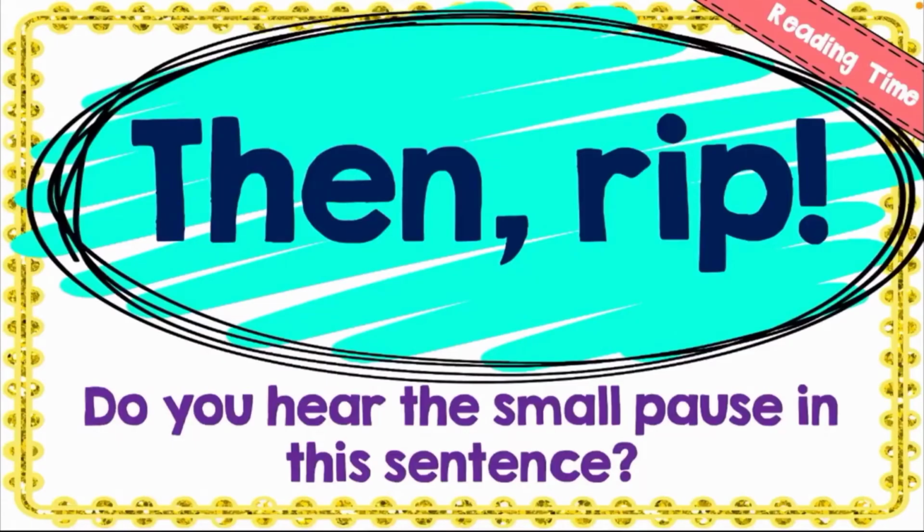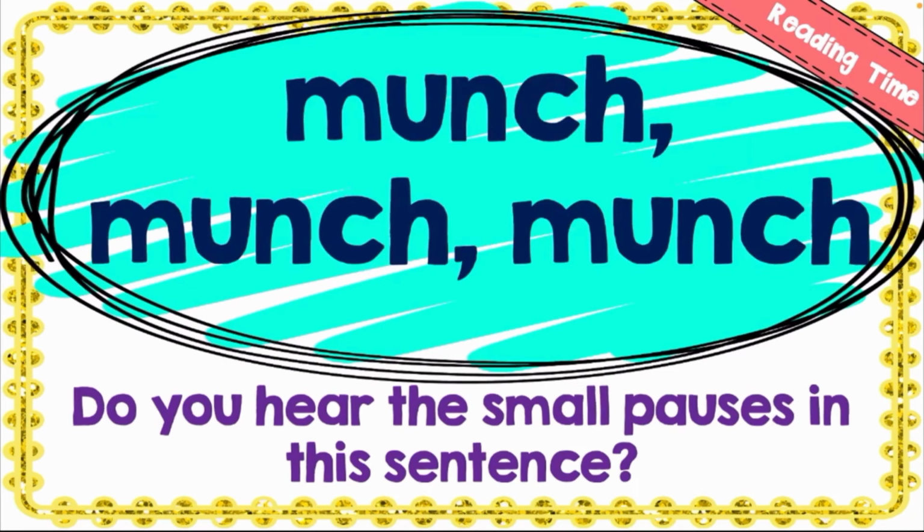If you notice, while we were reading, we saw something like "Then, rip!" with punctuation. Yes, we had a comma and an exclamation mark. Do you hear the small pause in the sentence? "Then," it has a comma. "Then, rip!" Rip shows some excitement.